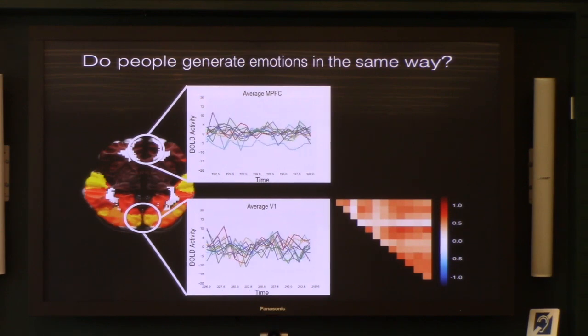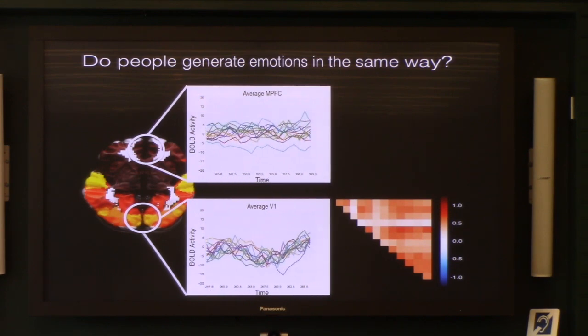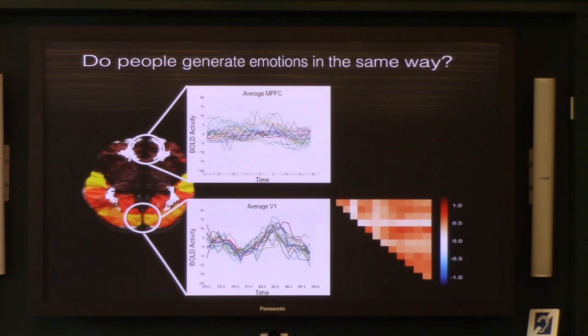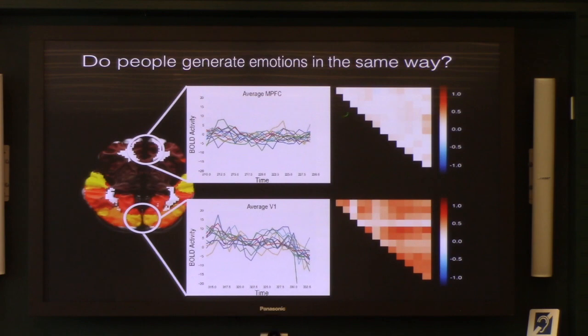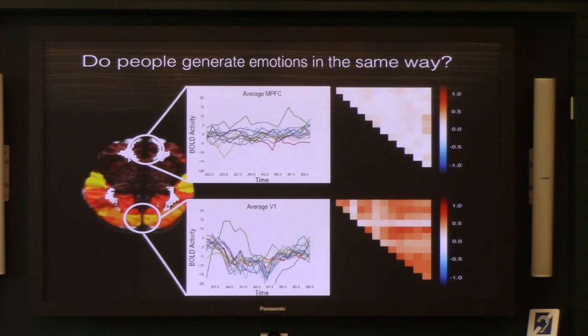And if we take each subject's time course and then look at the pairwise, so every column and row here is a different subject, we see there's overall, on average, a high degree of synchronization, whereas in the MPFC we see a really low one, effectively centered at 0.